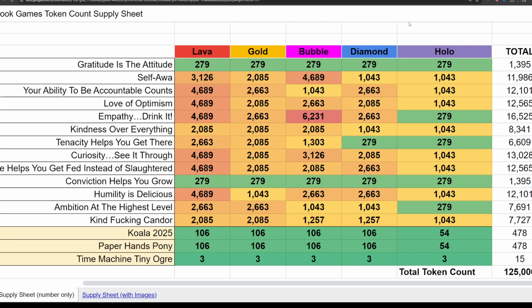So let's soak it in for a moment here. Is there anything that stands out to you? What are you looking at specifically? Are you looking at empathy, drink it? You looking at love of optimism? Are you looking at curiosity, see it through? Look at the color codings on them as well. Notice how the gradations of colors change from least rare to most rare. Most rare is in green. Least rare is in a darker shade of red.